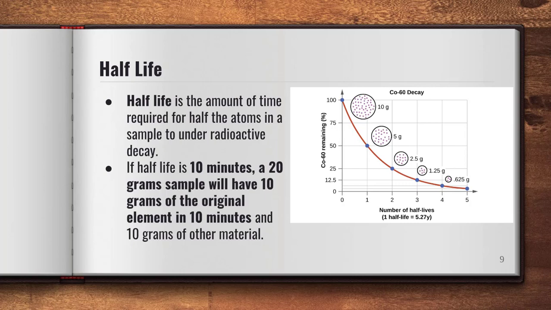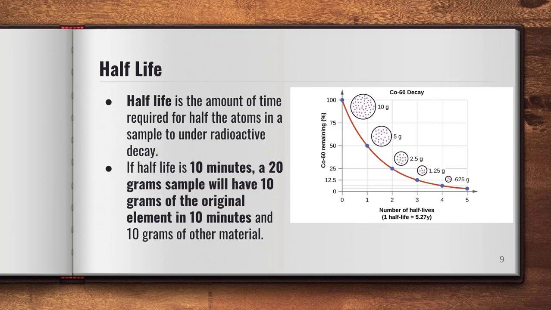So if we take a look at the graph on the right, we have decay of cobalt-60. We start with 10 grams and then over one half-life we have 5 grams of cobalt-60 left over. The other 5 grams has become some other type of chemical.